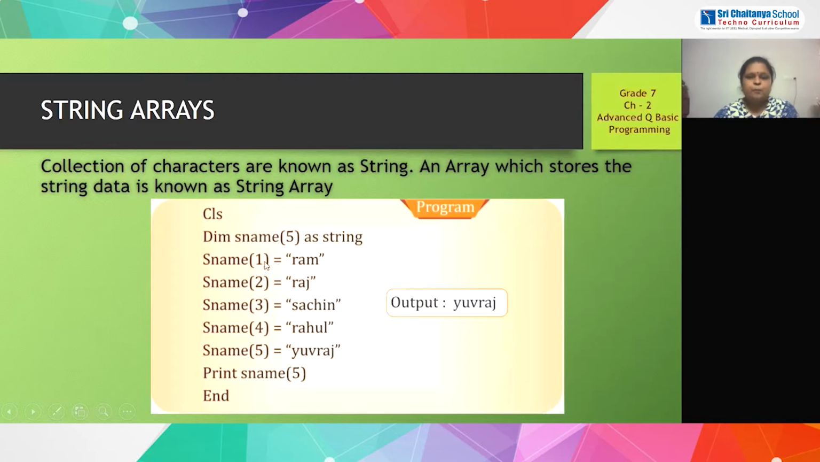Suppose you want to print all these 5 names, then what should you do? Print sname1, print sname2, print sname3? No, not required. You can use a for loop or a do while loop. Inside the loop, you can print all the 5 names, right? We have already learned how to use the looping statement. Instead of using print 5 times, we can use the loop here to print all the 5 names.